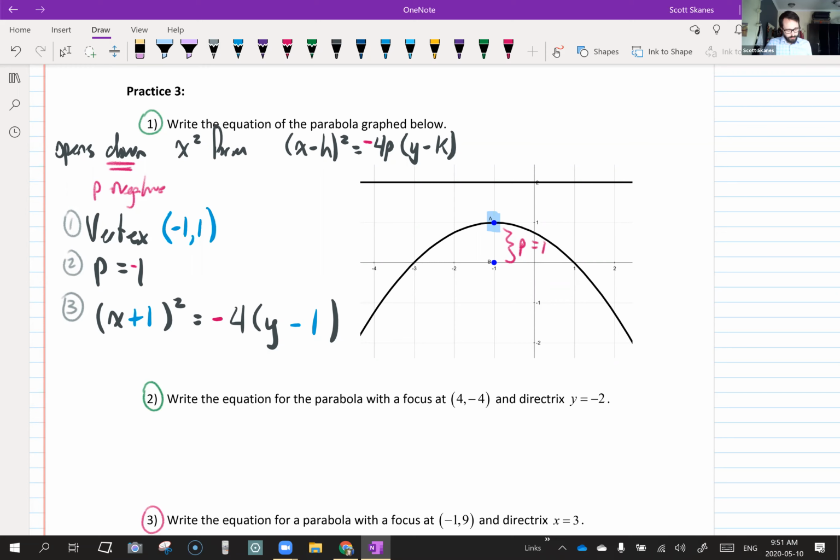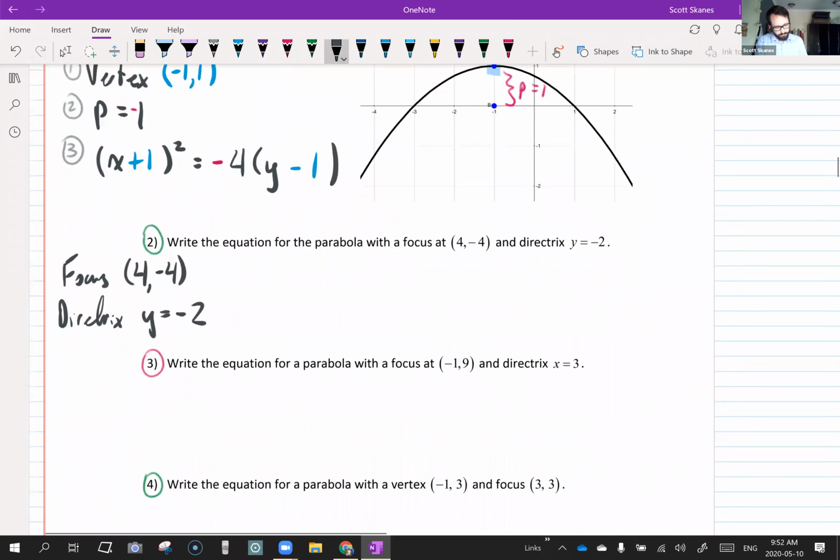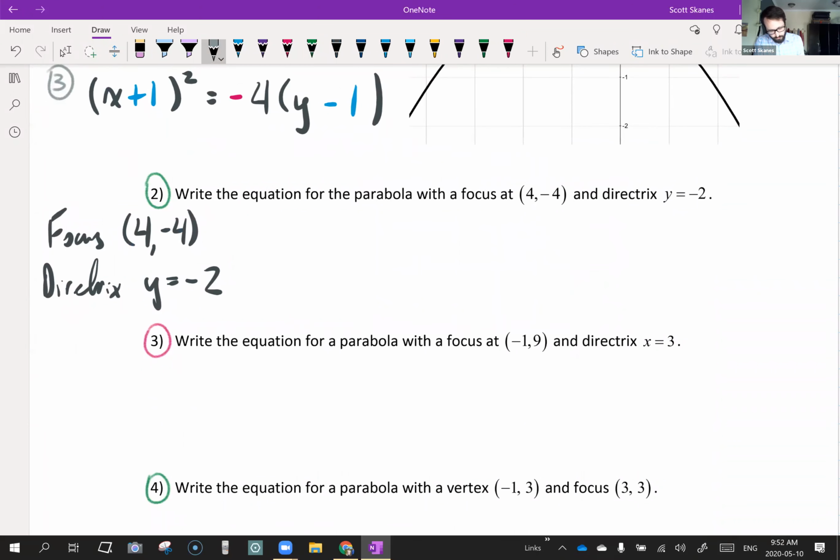So second step here, write the equation for the parabola with a focus at -4, -4, and a directrix at y equals -2. So I'll do one more example here, and we'll see how it goes. Write the equation for the parabola with a focus at 4, 4. Well, first of all, the focus is 4, -4. Directrix, y equals -2. So I'm going to make a little sketch.